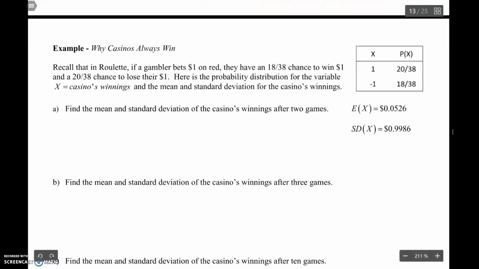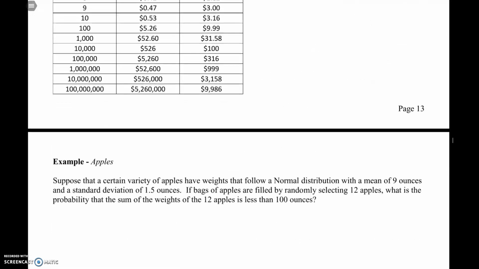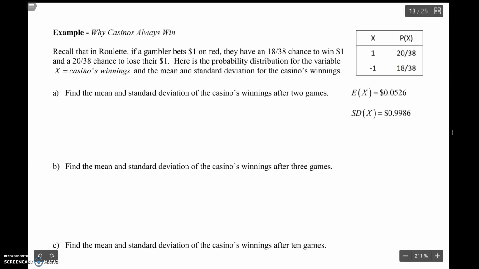So here we go. Why casinos always win. Of course, we know casinos make lots and lots of money. Why are they guaranteed to make money? This is my attempt to kind of illustrate why that is. Actually, I think maybe we should put this onto the next video.